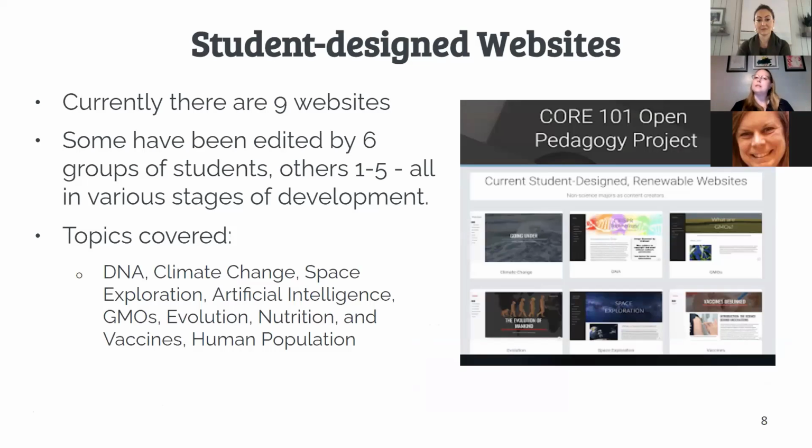These are completely student designed websites, and the topics have been chosen by the students. They're all topics that I cover in the course because it is a general education course. We actually don't have any content objectives, so we're allowed to teach pretty much whatever we want. So I try to teach topics that they're going to encounter in their lives. And so some of the topics that we have: DNA, climate change, space exploration, artificial intelligence, GMOs, evolution, nutrition, vaccines, and human population. Some of our websites have been edited by 6 groups of students all the way through, at least once for the past few semesters.